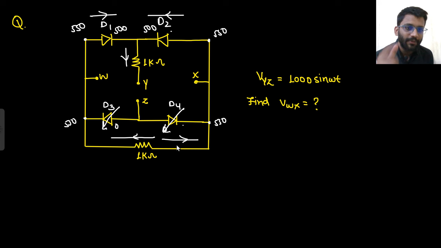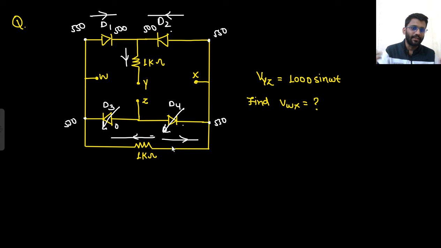D2 is driving current in this direction. D1 is driving current in this direction. If D3, D4 are off, that means this 1 kilo resistance will have this current in this direction as per D1 current. And as per D2 current, this 1 kilo will have current in this direction. Is that possible?